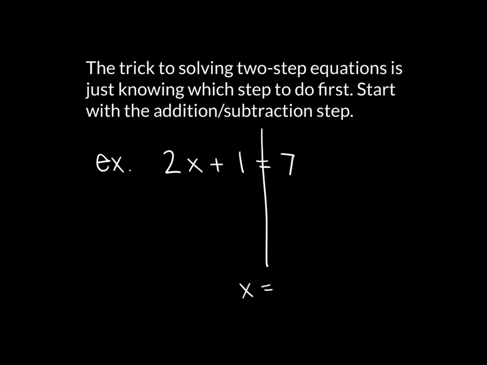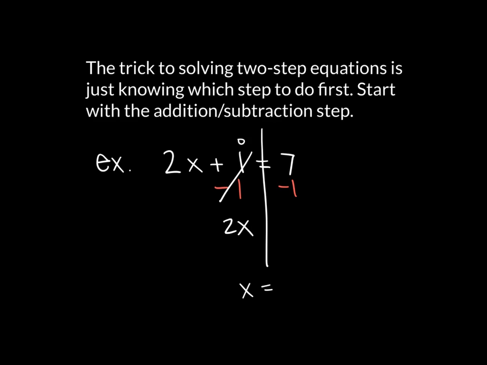The inverse of adding 1 is subtracting 1, so we'll subtract 1 from both sides of the equal sign. This is to maintain equality. What we do to one side, we always do to the other. Now we have 1 minus 1, which is just 0. So we can bring down our 2x, that is what we have left over.